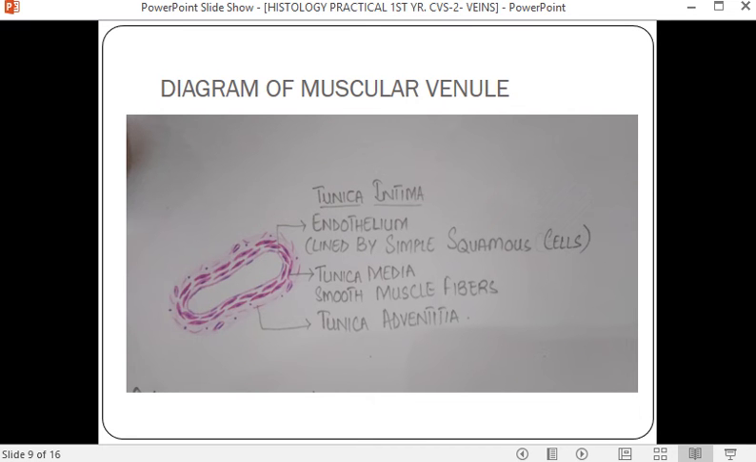And this is the diagram of a muscular venule. The innermost layer is tunica intima, which is composed of endothelium. Endothelium is lined by simple squamous cells. Beneath the endothelium, tunica media is present, with 2 to 3 layers of smooth muscle fibers, and then tunica adventitia, where a small amount of connective tissue fiber is present.